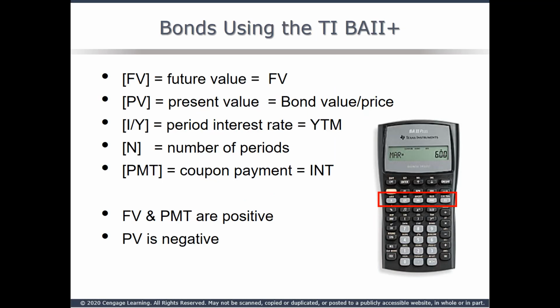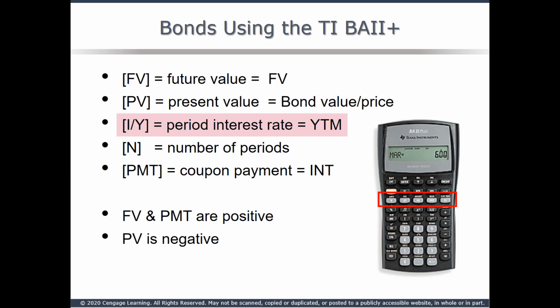We'll use the TVM keys to value bonds. FV is the face value, usually $1,000. It's positive. Present value, PV, is the price of the bond. It's negative, what you pay to buy the cash flow stream. IY is the yield to maturity. It reflects the current market rates for similar bonds. The yield to maturity is usually equal to the coupon rate at issue.